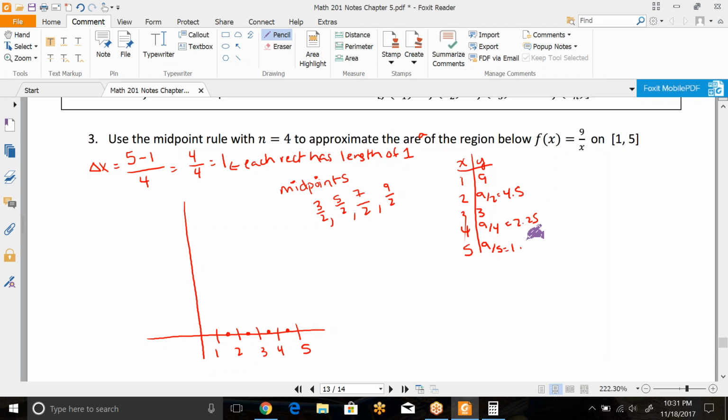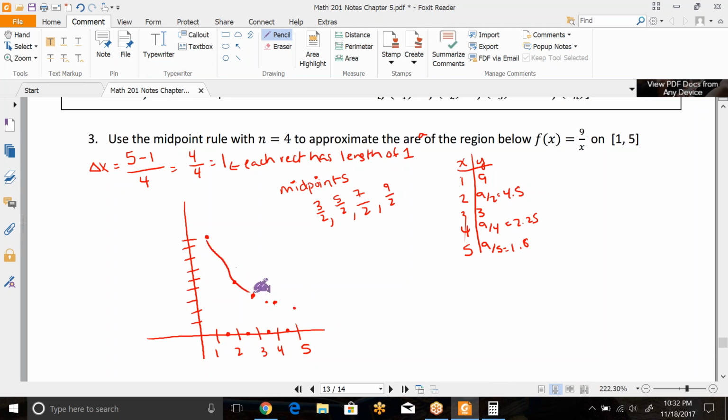1.8. Okay, so 1, 2, 3, 4, 5, 6, 7, 8, 9. So 1 is at 9. 2 is at 4.5. 3 is at 3. 4 is at 2.25. And 5, which I didn't do at 4, sorry, there's 4. And 5 is at 1.8.